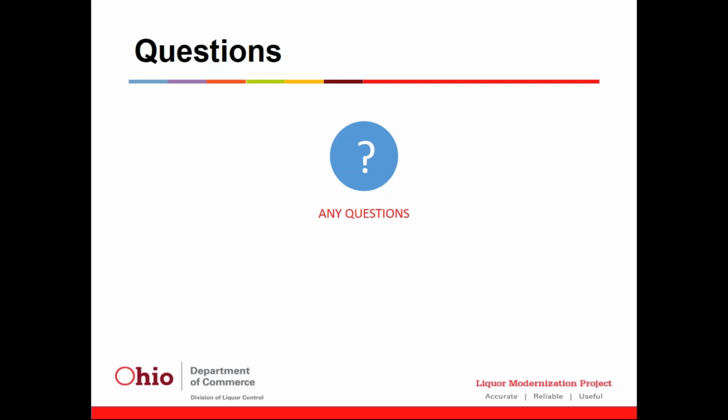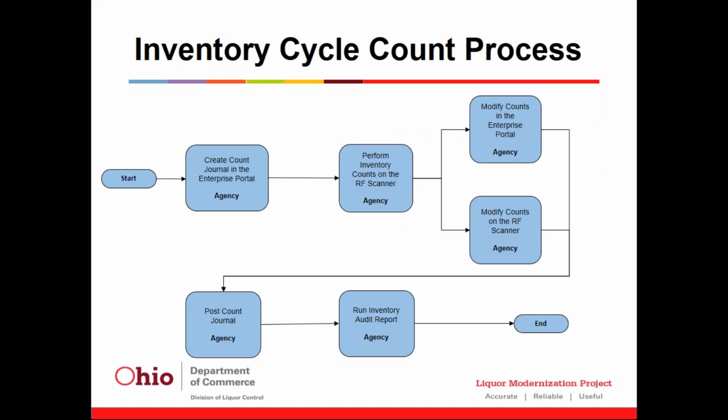So now we're going to move on to the inventory cycle count process. The inventory cycle count process starts by creating a count journal in the enterprise portal. In order to do cycle counts, you have to create a count journal first in the enterprise portal. You'll see that that's the first thing when you go in to do the counts on the RF scanner. First thing it's going to ask you for is the count journal. So you have to create that count journal first in the enterprise portal.